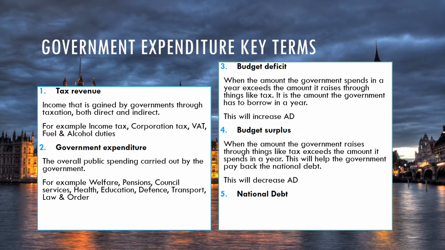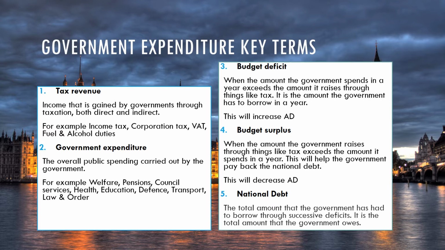The final key term is national debt, which I just referred to, and that is the total amount that the government owe. The government owe, not everybody in the economy, but just the government. That's the total amount they owe and have to pay back. So it's normally the accumulation of previous budget deficits.